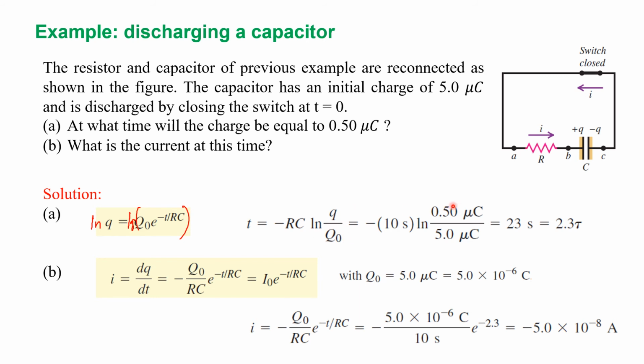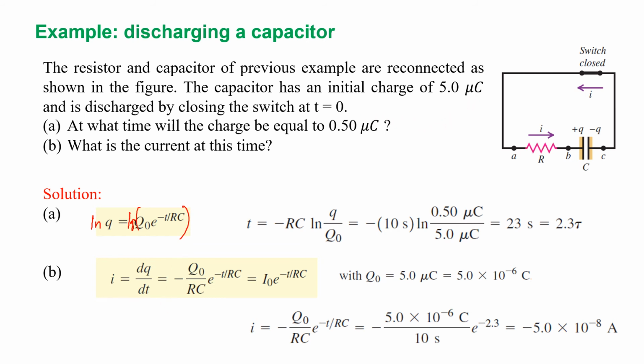Your Q is equal to 0.50 microcoulombs, and your Q naught is equal to 5 microcoulombs. And you know RC is equal to 10 seconds. Solving for this, your time is equal to 23 seconds. So that means when the charge in your capacitor is equal to 0.50 microcoulombs, it already took 23 seconds from 5 microcoulombs.